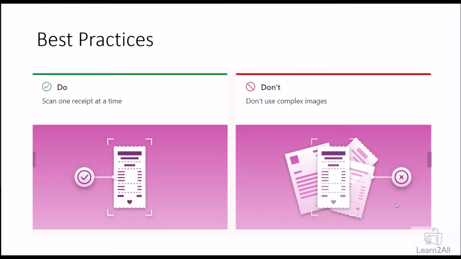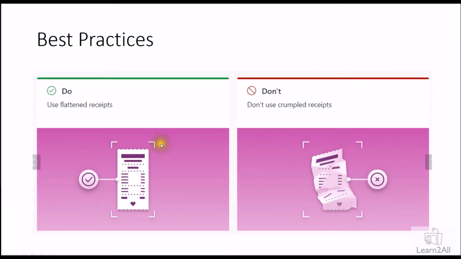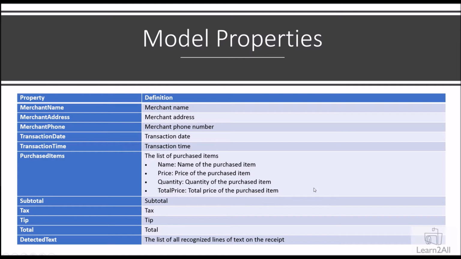Now let me move to the next slide for the best practices. Basically we can scan one receipt at a time. Don't use any complex images in the receipt. Use a common sales receipt. Like I mentioned, this is a full page invoice. You don't need to scan a full page invoice over here. You just need to scan a receipt. Then use a flattened receipt, right? The receipt should be flat. It should not be crumpled like this, right? So make sure about this.